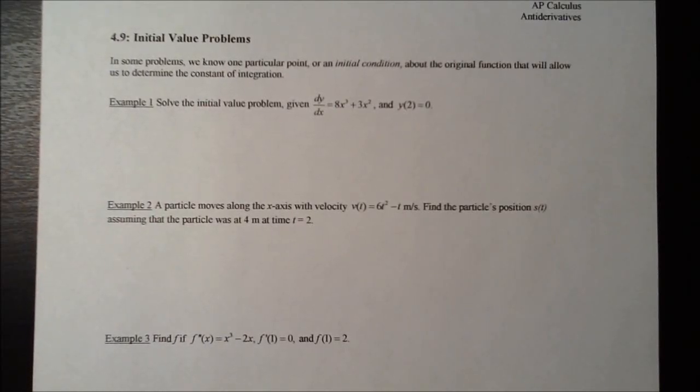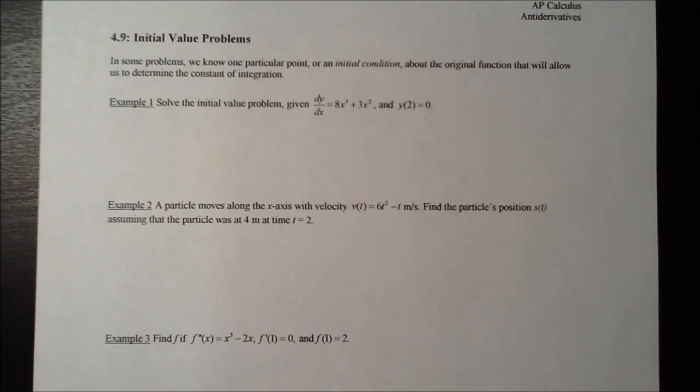So the stuff that we're going to be doing today is something called initial value problems. It's very, very similar to what we were doing yesterday, except the stuff that we were doing with the previous section of 4.9 were just general antiderivatives, and the mark of a general antiderivative is that it still has the plus c. So with the plus c, it's a general antiderivative.